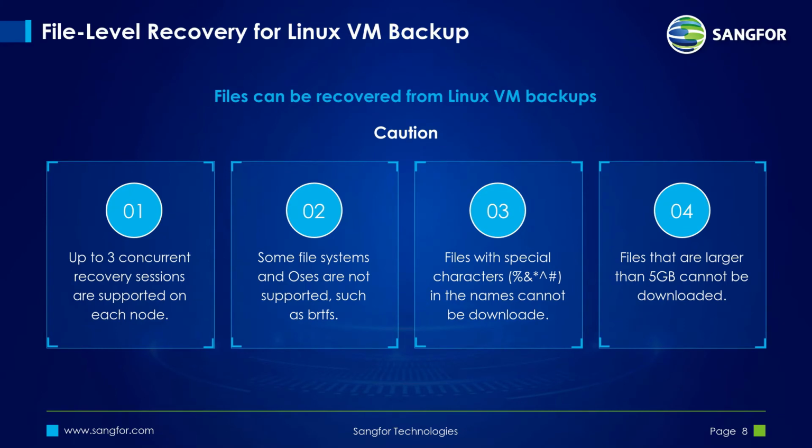it can only support up to 3 concurrent recovery sessions. That means you are not able to recover files from more than 3 VMs at the same time. And there could be some file systems or OSs that are not supported for file level recovery. And files with special characters may not be able to be downloaded. So do not name your files with special characters. This is also not a best practice. Files that are larger than 5 GB cannot be downloaded. That's easy to understand, right? Because when you have too large files, it's slow to download.